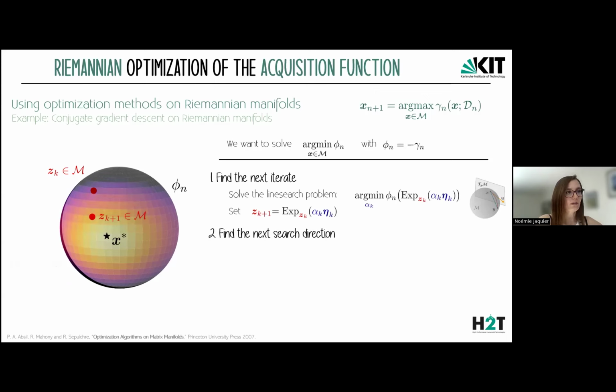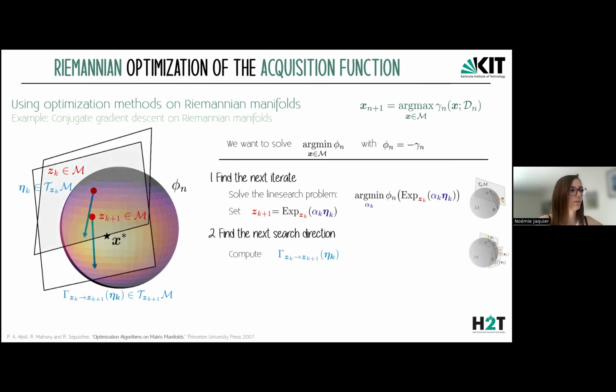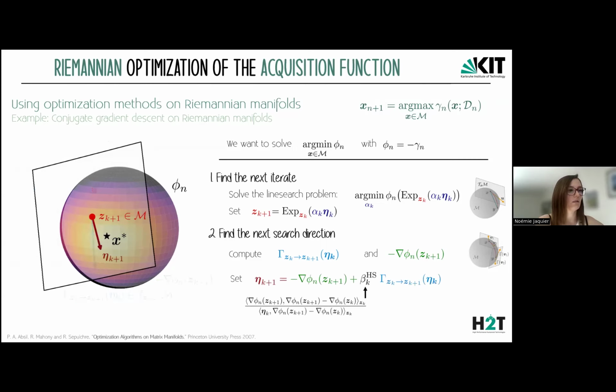After that, we want to be able to find the next search direction. To do so, we first parallel transport the previous search direction on the tangent space of the new iterate. And then we compute the gradient of the function, and the gradient is again a vector that lies on the tangent space at the current iterate. So you see the importance here of using those tangent spaces. Then we can combine the parallel transported old search direction and the gradient, and this gives us the new search direction. And we iterate those two steps until convergence. And then the point that we're going to query with our Bayesian optimization algorithm is basically the point that we find with this conjugate gradient descent.